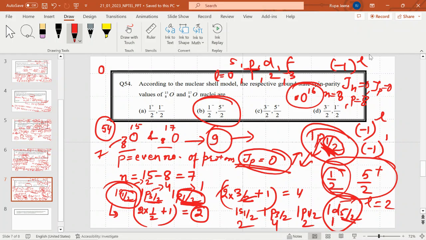Now, how will you define parity? For parity, start filling this. This is 8, no? So 8. This will accommodate 2, this will take 4, and this will take 2. So minus 1 raised to the power L. It is P, so 1. So 0 minus. Got it?